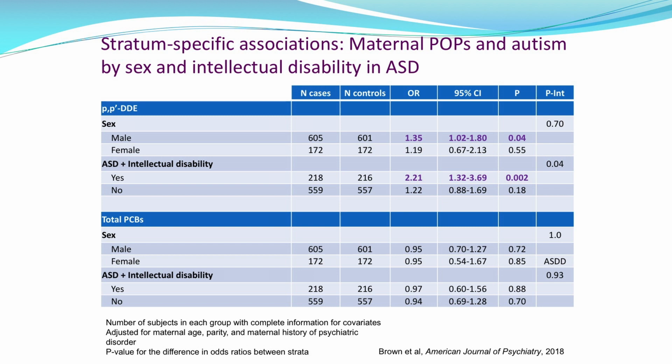And then we looked by gender and also by the presence of comorbid intellectual disability. So we found the finding in the males, but not in the females. We looked at the p-value for interaction, and this does look quite different, but the p-value for interaction was non-significant. For ASD plus intellectual disability, we had a greater than twofold increase in risk following exposure to elevated levels of DDE. For PCBs, we thought maybe we'd see some finding, either for males or females, but again, pretty similar between the males and females, and for those with or without comorbid intellectual disability.